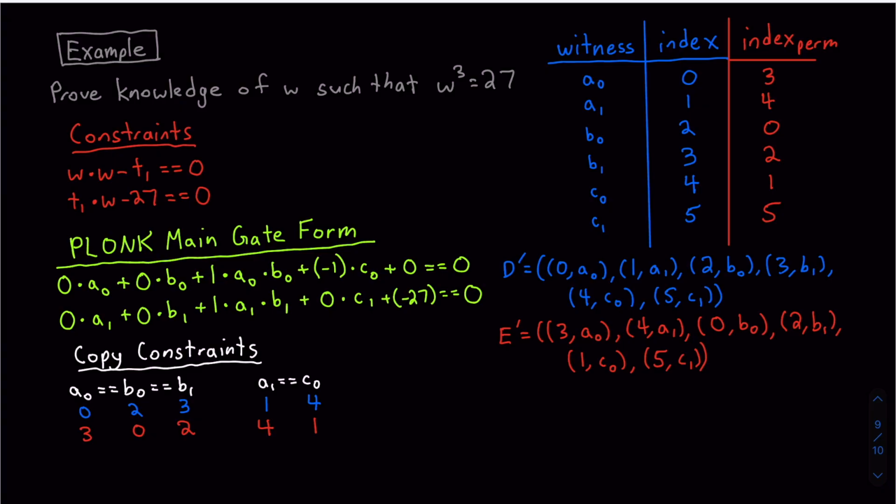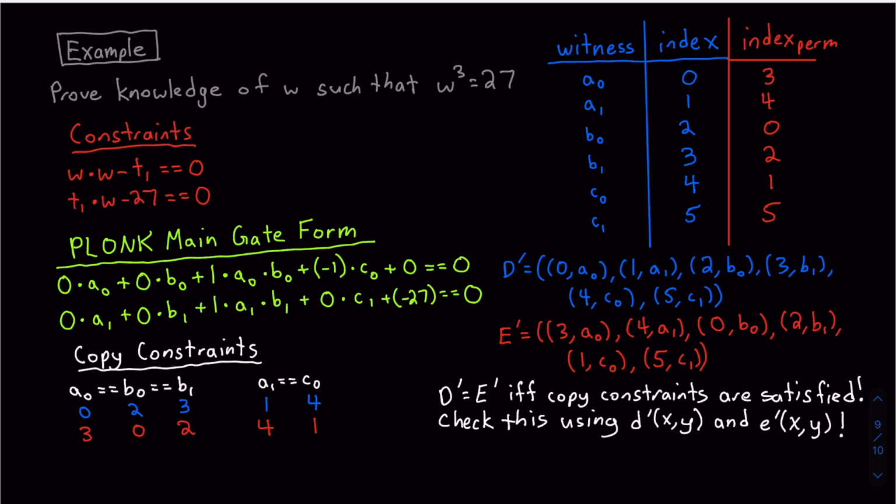Pause and compare D prime and E prime side by side. You can see that these multisets will only match if A0 equals B0 equals B1, and A1 equals C0. In other words, the multisets will only match if the copy constraints hold. Just like before, we can then construct polynomials d prime of xy and e prime of xy and check their equality. If these two polynomials match, that tells us the specific permutation is satisfied, and therefore any witness values that were supposed to be equal really are equal.